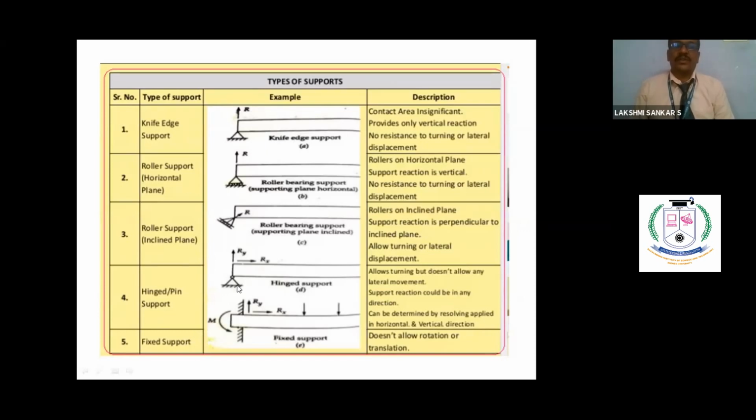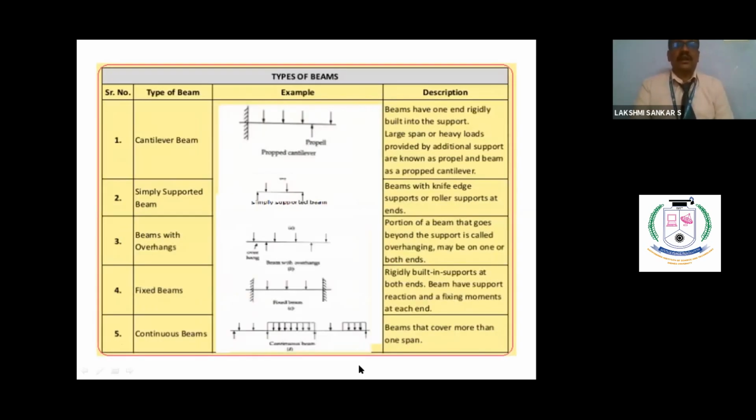So a hinged support will have horizontal as well as vertical reaction. A fixed support will have horizontal, vertical, and the moment also. Something different: the knife edge support is there, and the roller support is there. Roller support means only a vertical reaction will exist, and things like that. For a cantilever beam, one end is fixed and the other end is free.